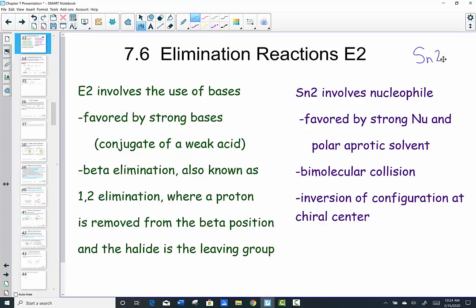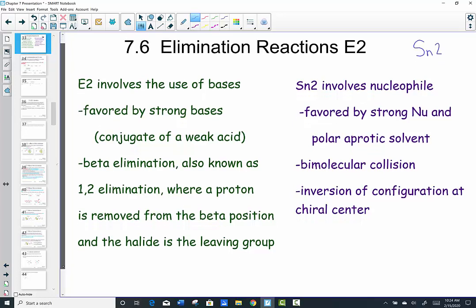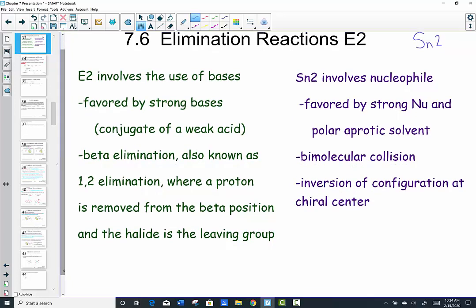E2. The 2, of course, we know means bimolecular collision, and E stands for elimination. Since this is an elimination, we have a little bit of a vocabulary change, where instead of having a nucleophile, as we did in a substitution, we now involve a base. And let's make sure we understand those definitions.